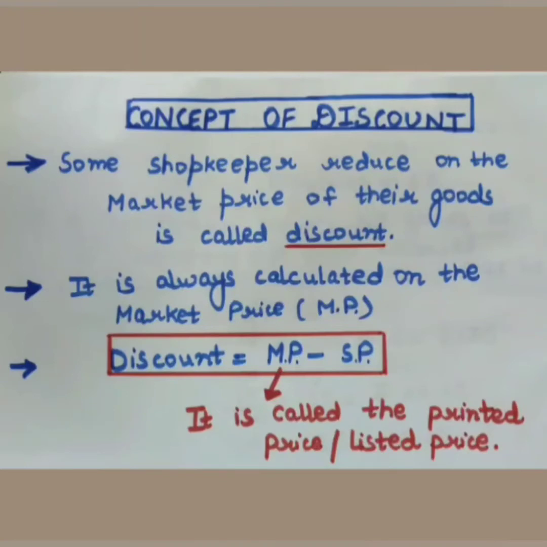Market price is the price at which the article is being marked, and the selling price is that price at which we are selling an article. Market price is also called the printed price or the listed price of an article.